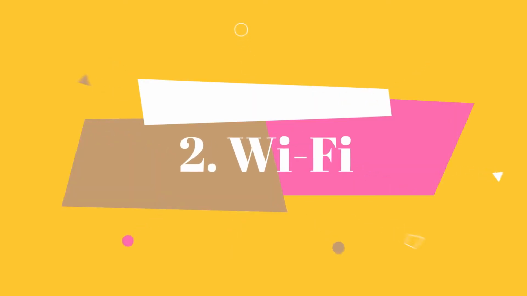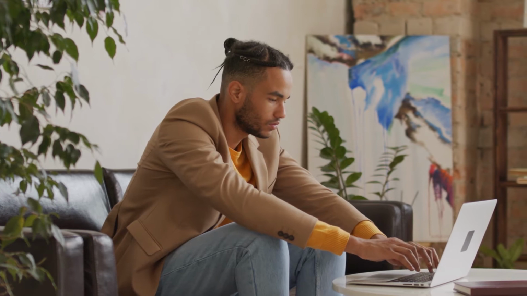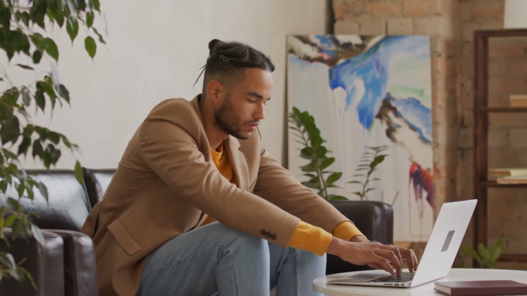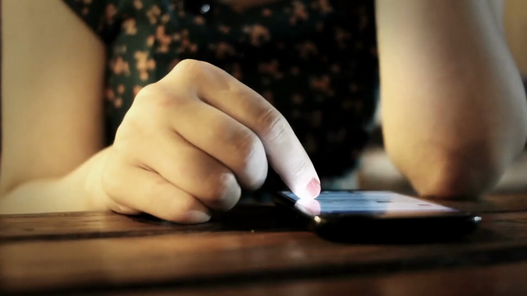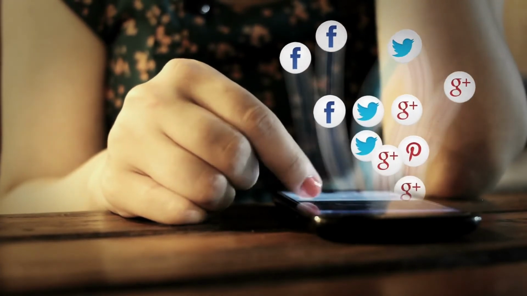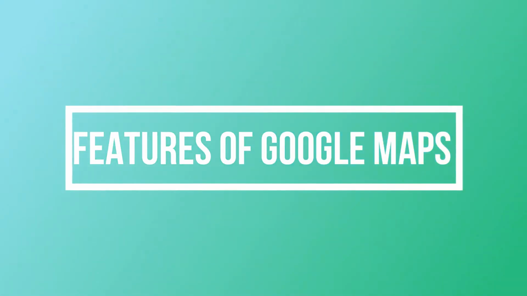Wi-Fi. The next option is Wi-Fi. Google Maps also uses Wi-Fi to get the results. When the GPS stops working, the software automatically changes to Wi-Fi. Cell network. The last option is a cell network or cell tower. When both GPS and Wi-Fi are not available, then the software switches to the cell tower to get the precise location of the device.